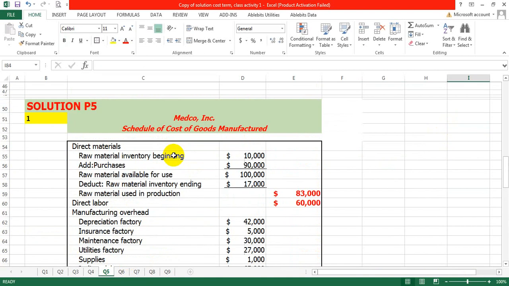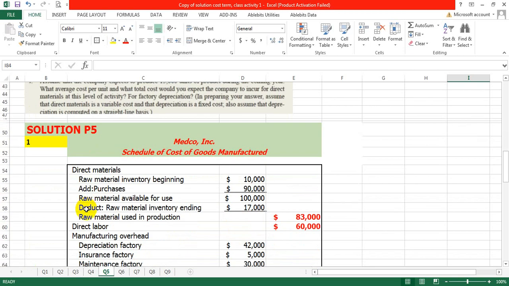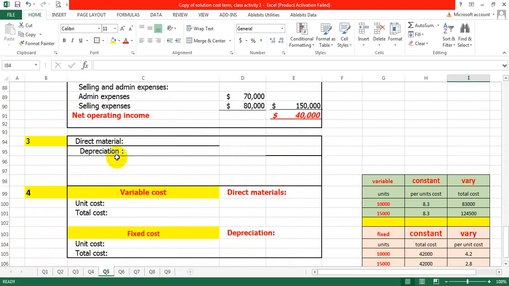Okay, now the third requirement is very important. Assume that the company produces the equivalent of 10,000 units of product during the year. What was the average cost per unit for direct material? What was the average cost per unit for factory depreciation? In this question we need to calculate these two per unit values, average cost of direct material and average cost of depreciation. So how can we calculate the average cost?